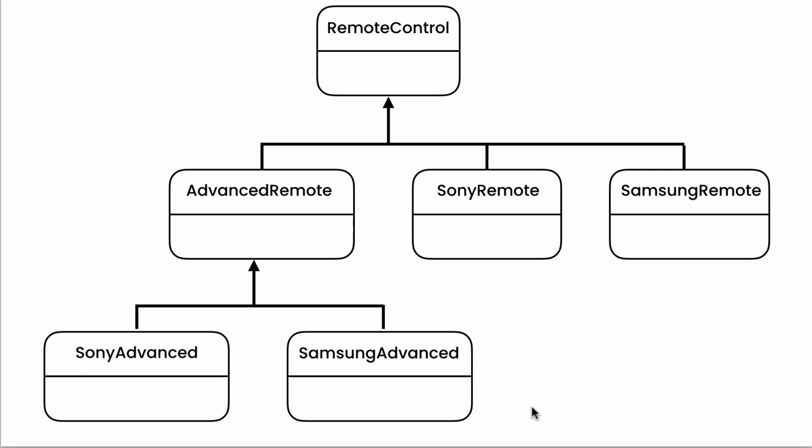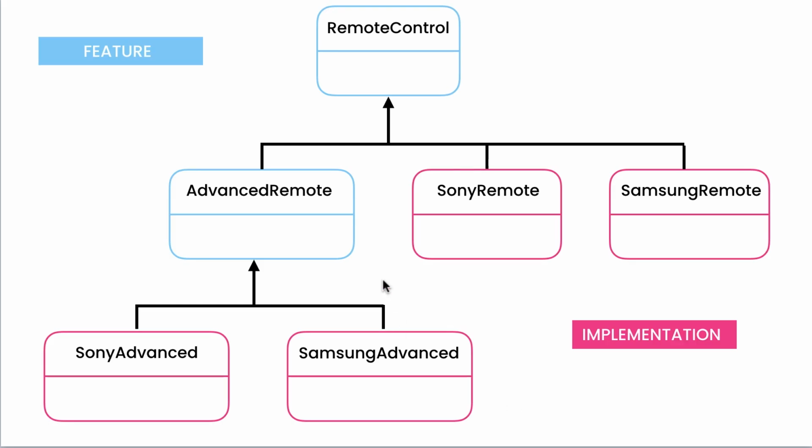Now, the reason we ended up with this structure is because our hierarchy is growing in 2 different dimensions. Let me color code these classes so you know what I'm talking about. So on the one side, we have these blue classes. These are all about features of a remote control. So we have a basic remote control and an advanced remote control. So this is one dimension. And we have this other dimension, which is all about implementation or TV brands. So we have classes for Sony, Samsung, and so on.